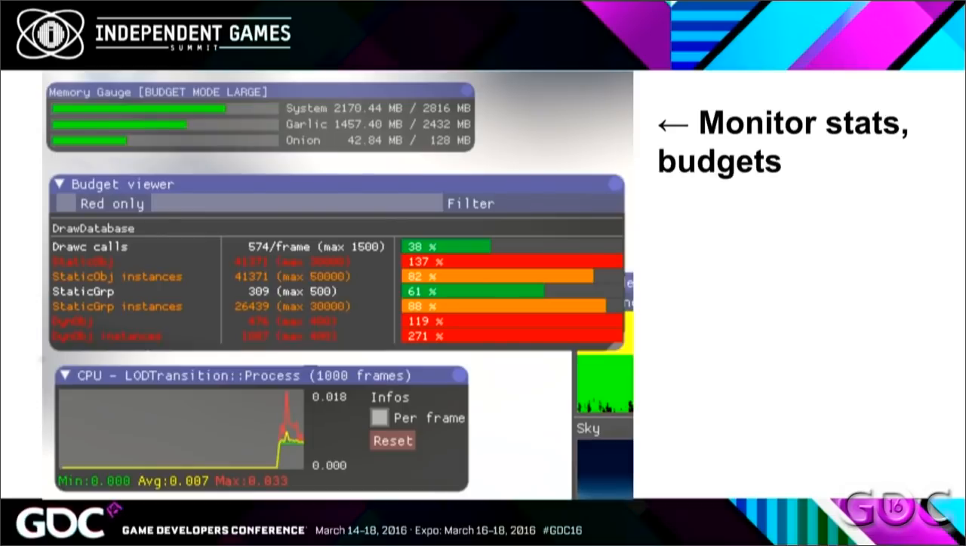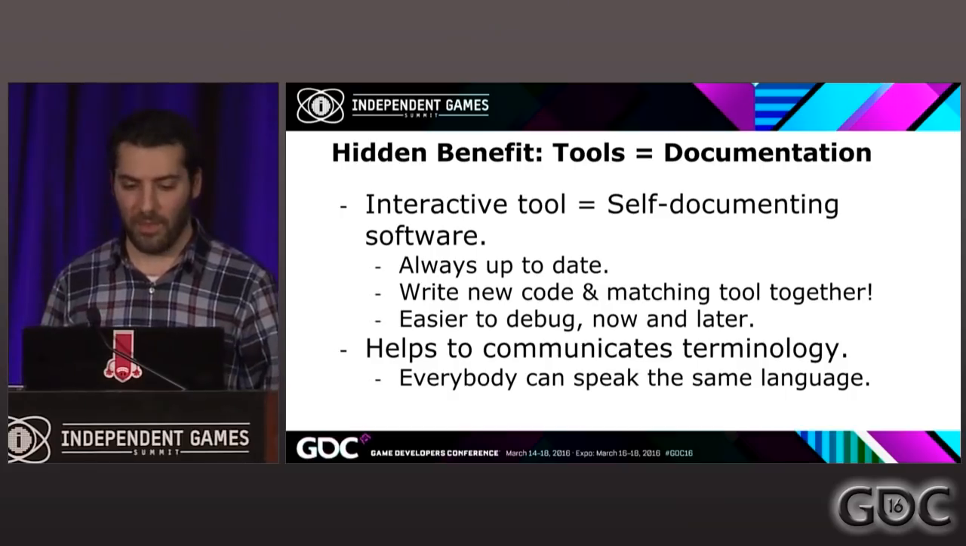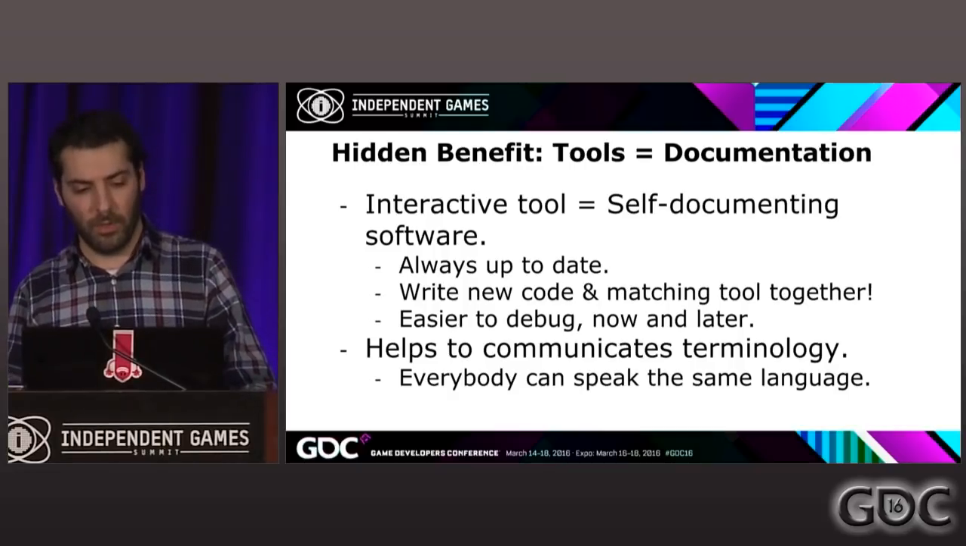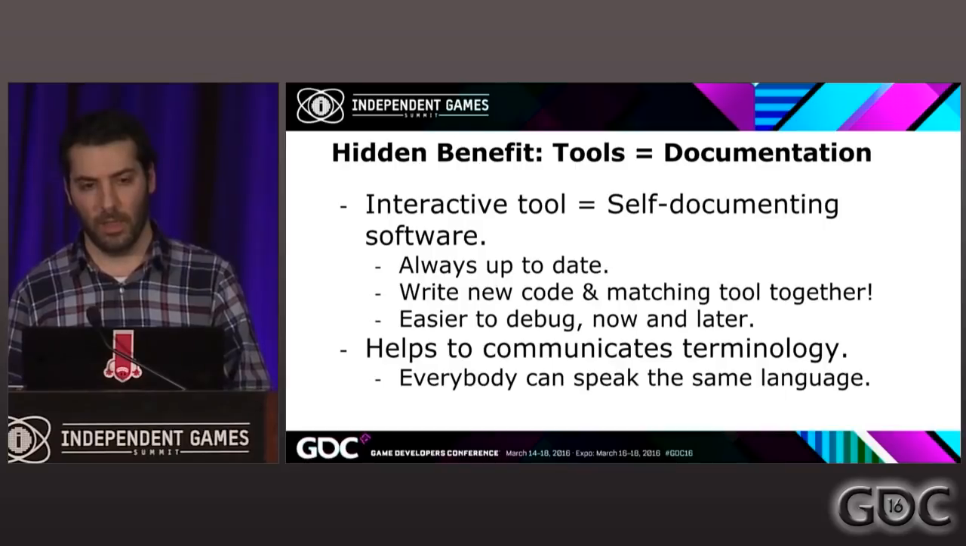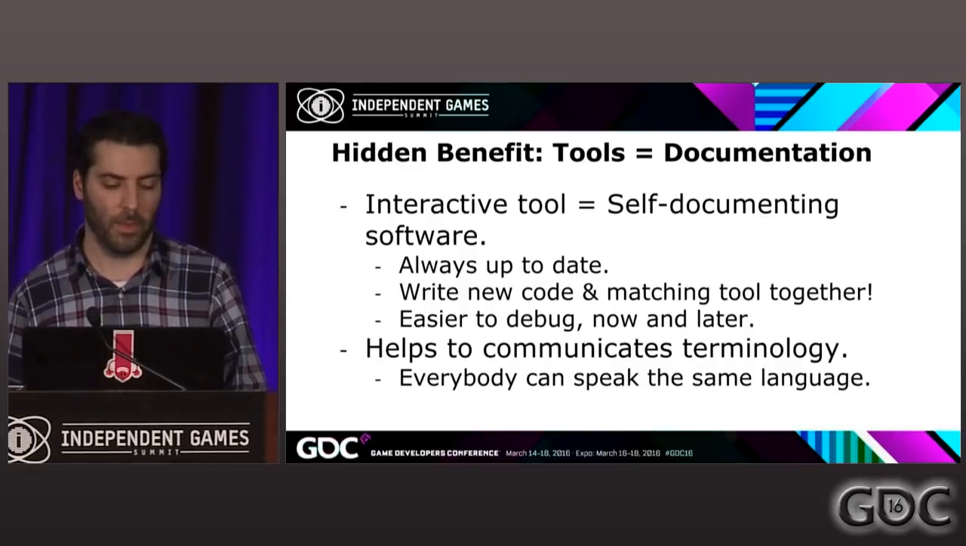Again, it's very simple code. Usually there's like one line per stuff. You can graph things. It's very simple. Another of the hidden benefits is that I think tools are documentation. Instead of writing documentation that is always out of date and that people can never find, if you write a tool, then it's likely to be up to date and people can play with it and interact with it and therefore understand what's happening.